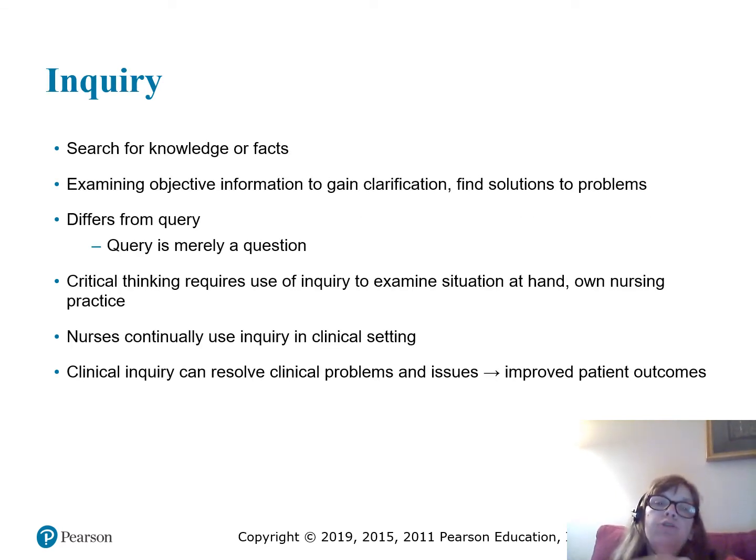Inquiry is the search for knowledge or facts. It examines objective information to gain clarification or find solutions to problems. It's a little different from query. Query is that we're asking the question. Inquiry is we're trying to find out almost a root cause of the question or what more can we learn about the question. Critical thinking requires the use of inquiry to examine the situation at hand and sometimes examine our own nursing practice.